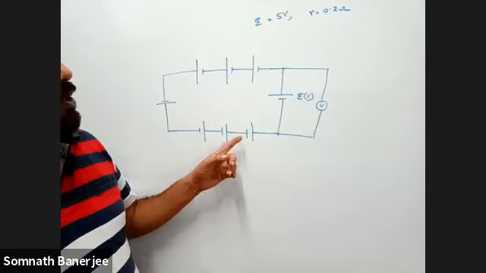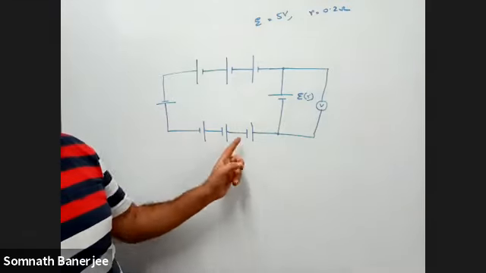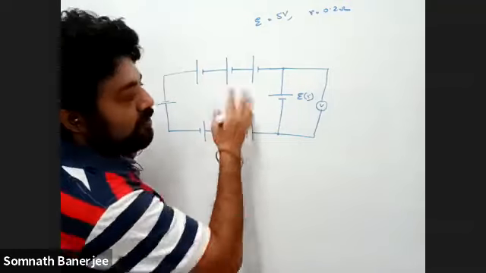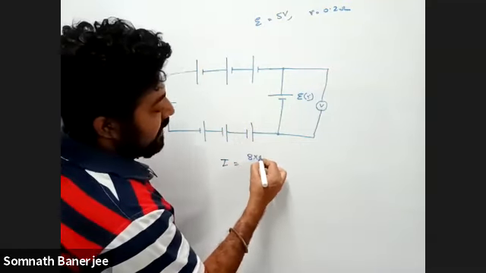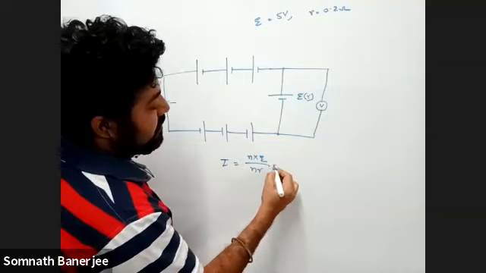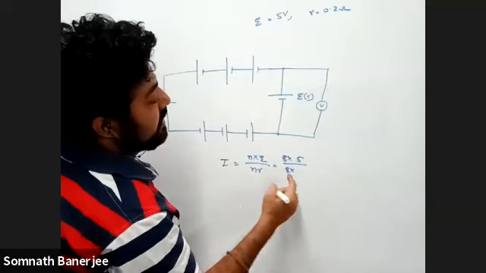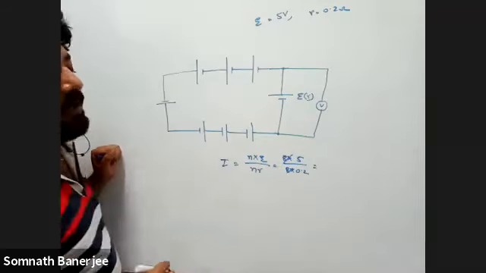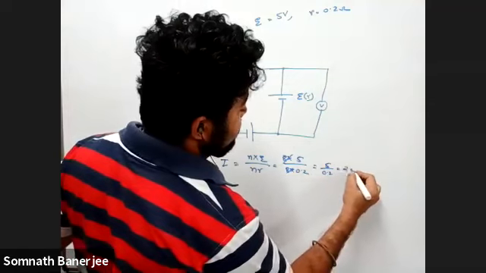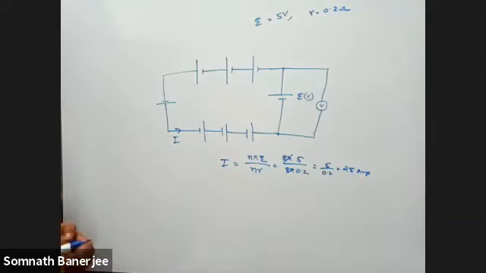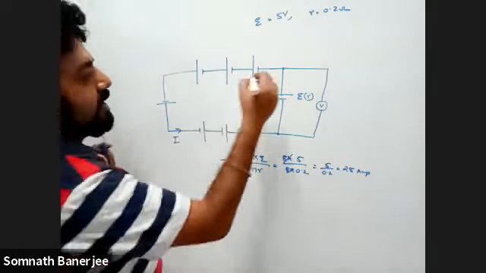Now, total how many cells are there? 1, 2, 3, 4, 5, 6, 7, 8, and it's one circle. So you can simply use Kirchhoff's law, or you can say the total current is, with no external resistance, total EMF by total internal resistance: 8 into 5 by 8 into 0.2, or N into EMF by N into internal resistance. Very simple. N is 8, EMF is 5 volt, and each internal resistance is 0.2. So if you cancel this, you have 5 by 0.2, which is 25 ampere. So the current in the circuit is 25 ampere, and you have to find the terminal voltage.